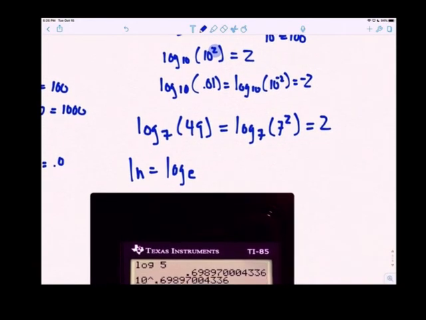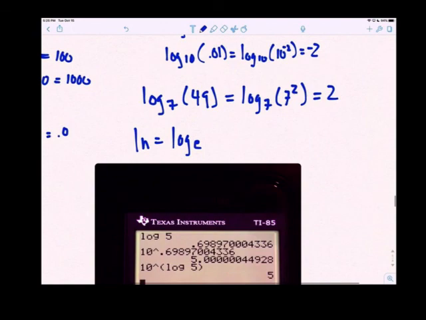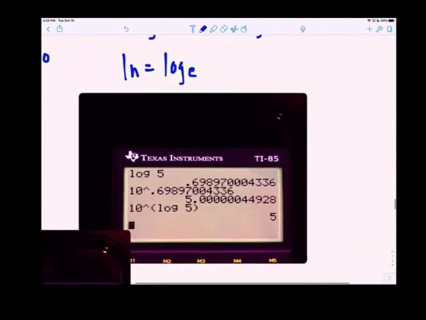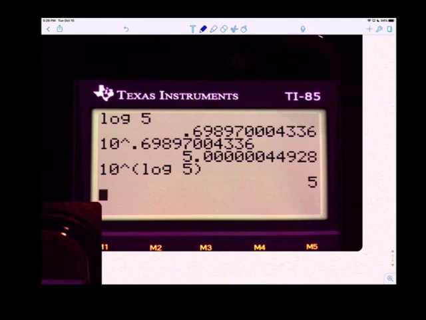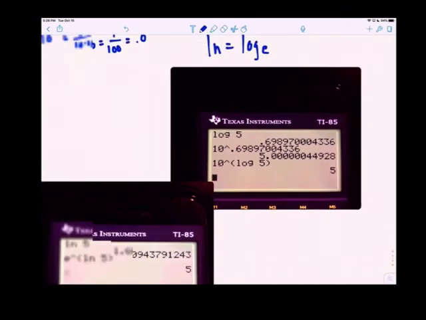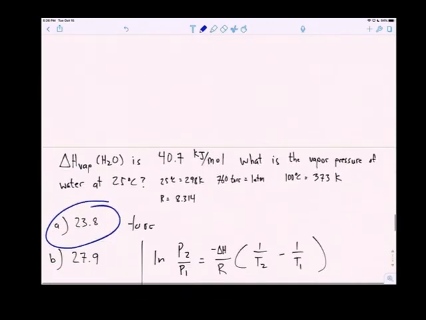A natural log is log base e. E is Euler's number, whatever you want to say. And also, you can see here, I put log of 5 there. 10 to that number gives you back 5. This is just the truncation error, so you can see it goes to 5.00. The truncation error means the chopping off of the end numbers. By definition, that's what the logs and inverse logs are. Same thing with natural logs here. Natural log of 5, e to that natural log value pops it right back out.